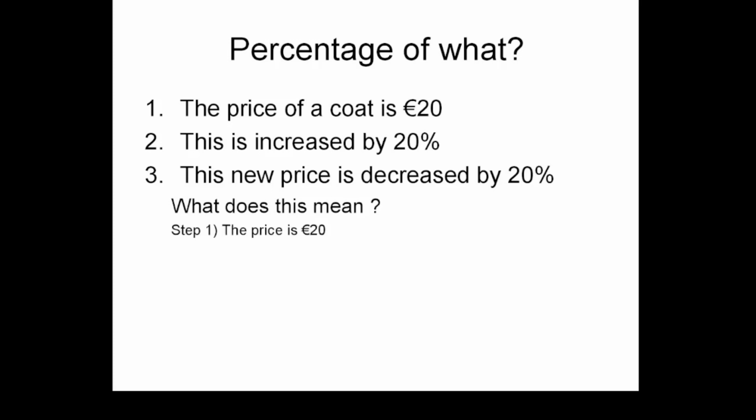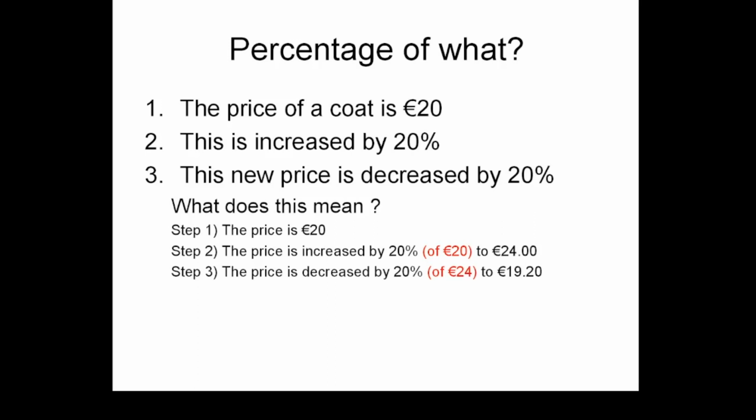What does this mean? Well, in step one, we're told the price of a coat. In step two, we know the price is increased by 20%, but this is 20% of €20, which is €4, to give us €24. In step three, the price is decreased by 20%, but this is 20% of a different number. It's a fraction of a different number, so it's not €4 anymore that we're subtracting. It's going to be €4.80 in this case if you work it out.